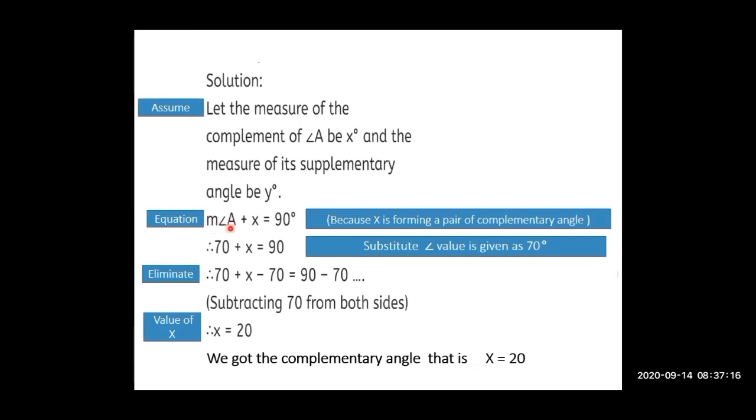Now step 2, equation. Measure of angle A plus x equals 90 degrees, because x is forming a pair of complementary angles. Therefore 70 plus x equals 90. Substitute angle A's value, which is given as 70 degrees. Elimination: 70 plus x minus 70 equals 90 minus 70, subtracting 70 from both sides. So the value of x is 20. We got the complementary angle, that is x equals 20.